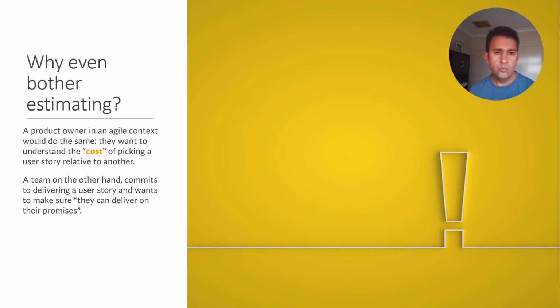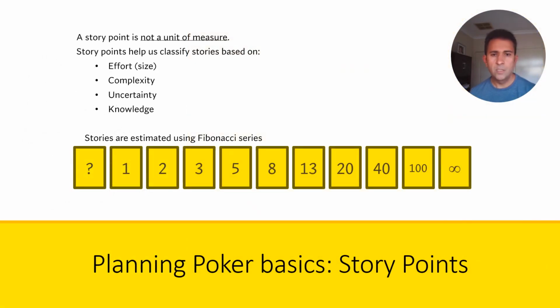All right, so let's set the scene for our planning poker session. I mentioned in the other video about relative estimation that story points are not a unit of measure. So keep that in mind, reiterating it again, they're not a unit of effort or time or anything like that. They're just a way for us to classify our stories into different buckets. And typically the buckets that we go for are the Fibonacci series, basically.